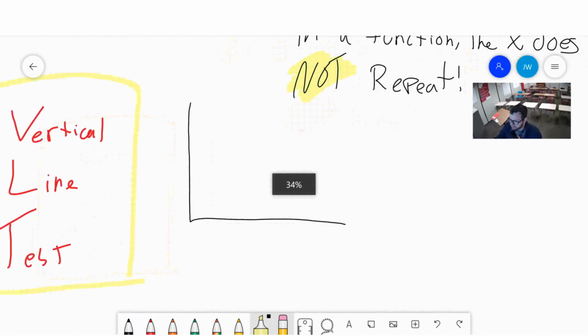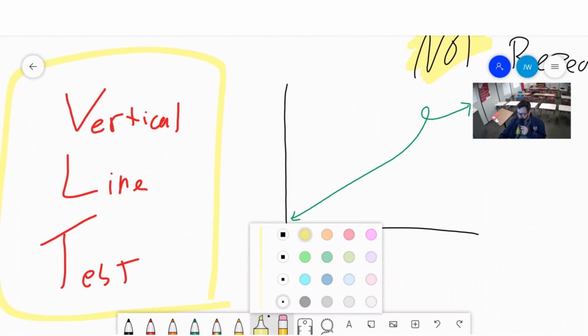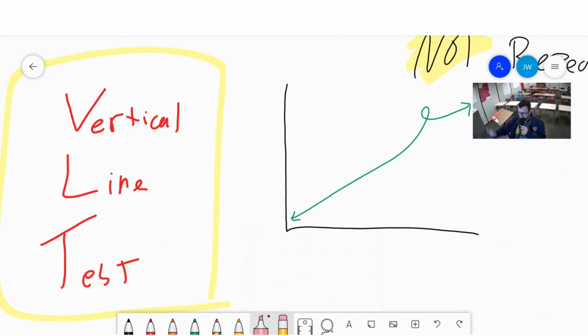So if I give you a graph, I'll make the graph look like this, with an arrow here and an arrow here. And I ask you, is this graph a function? You would apply the vertical line test. You're going to draw a straight line, top to bottom, all over this graph, perfectly vertical. And if you cross the green line in more than one place, it's not a function.